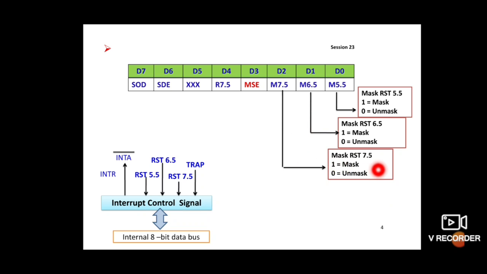Same as M7.5, where M means mask, RST 7.5. If 1 is there, then masked means blocked. This interrupt is blocked. If 0 is there, then the interrupt is accepted by the 8085 microprocessor. Now, what is the meaning of this MSE? This is a very important bit, the status for M7.5, M6.5, M5.5. MSE means mask set enable. What is the long form? Mask set enable.